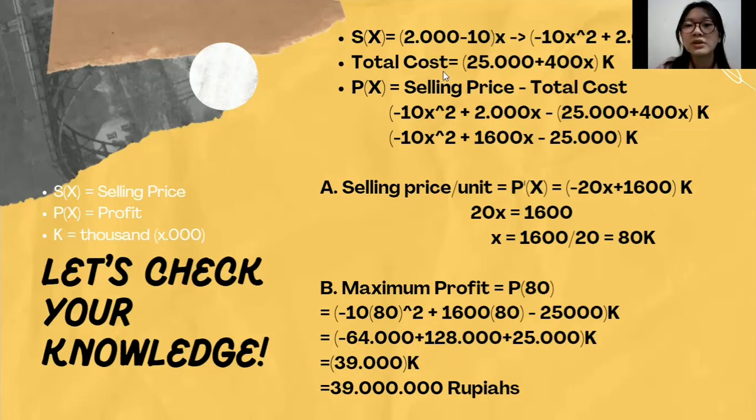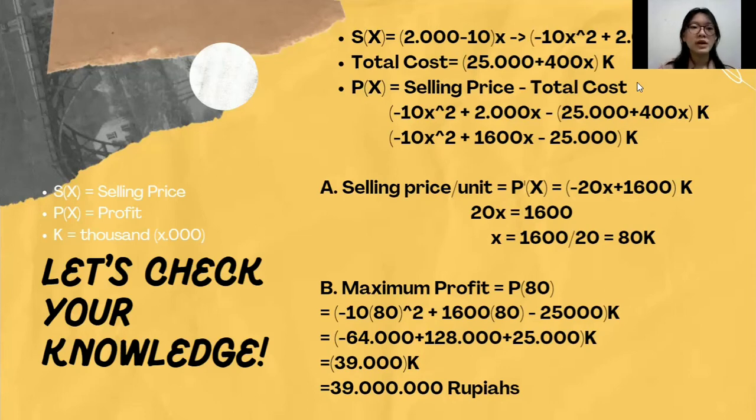So we are going to multiply the x into 2,000 and the x into minus 10x. Then the result will be minus 10x squared plus 2,000xk. Remind you, k is 1,000. And the total cost of our average salary is 25,000 plus 400xk. To find the profit, we're going to subtract the total cost from the selling price.